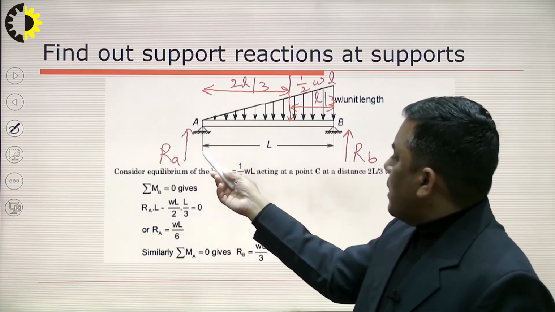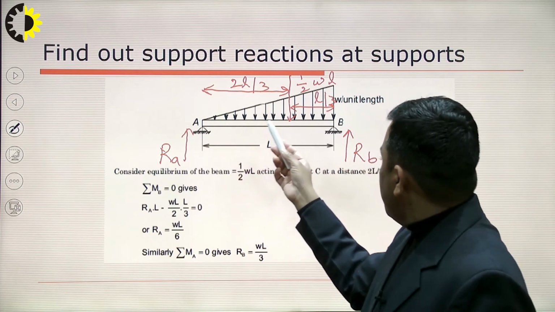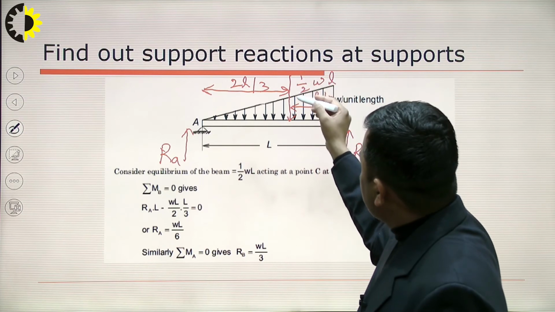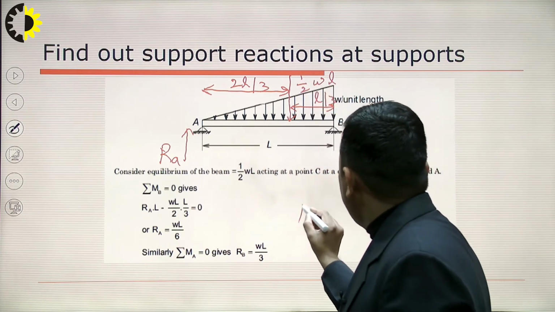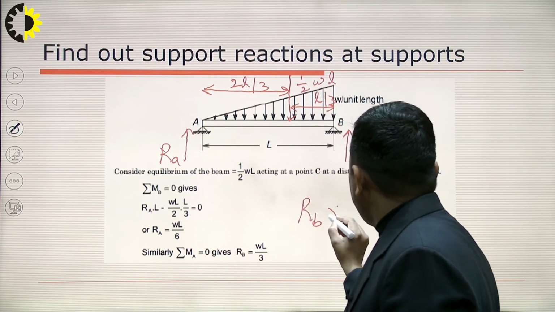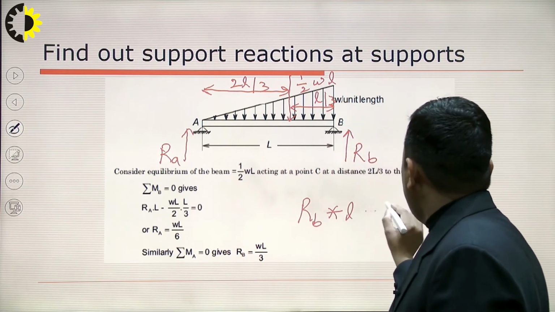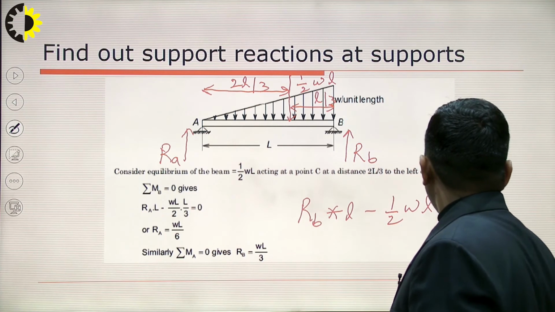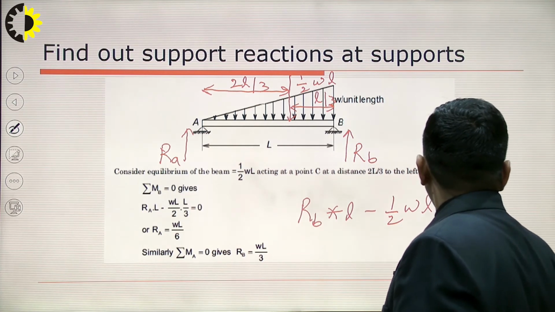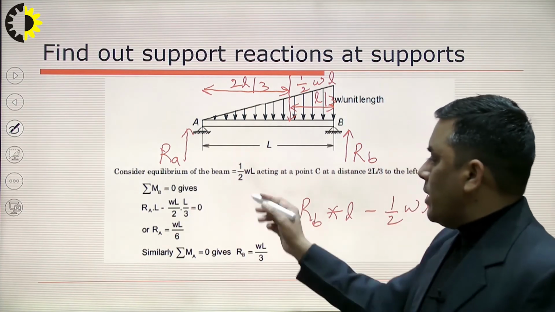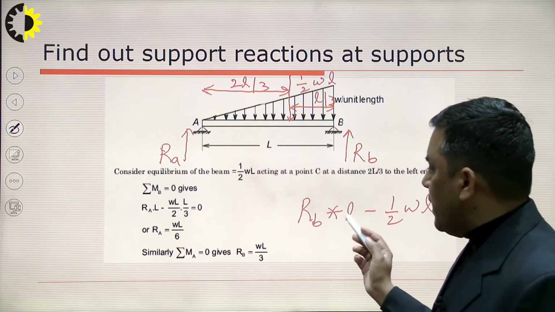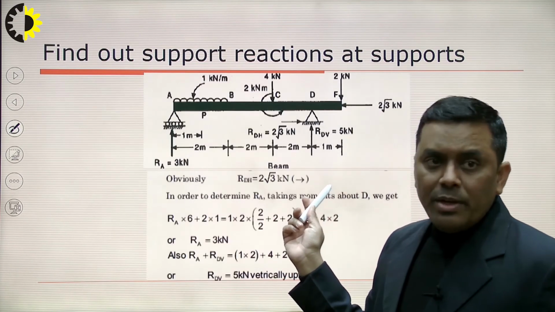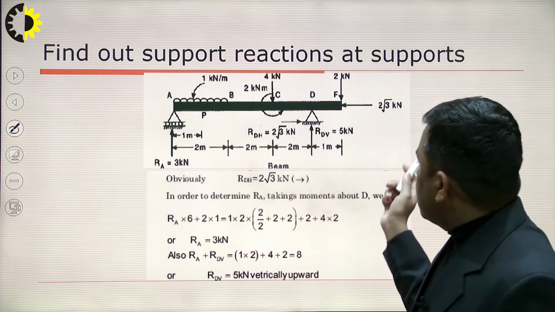Similarly, we can apply the moment equation about point A. So it will be Rb into L minus half into W into L into 2L by 3. Our moment about point A: Rb into L minus half into W into L into 2L by 3 equals 0. So by solving these two equations, we will get Ra and Rb. That's the way we can find out support reactions.